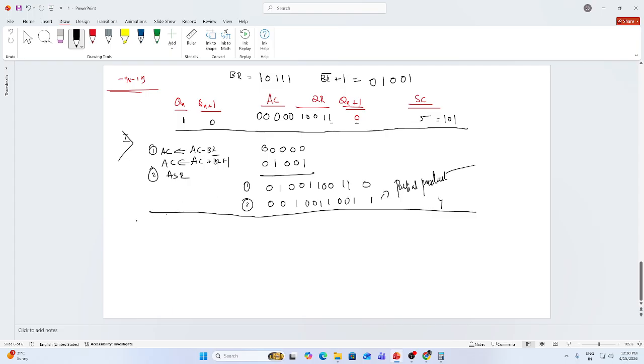Now similarly in the second iteration, again you need to look into these 2 bits, Qn and Qn plus 1. If these 2 bits are 1 1, what is your addition? Only one step you need to do: just perform the arithmetic right shift. So you take this number, perform the arithmetic right shift, right? So do the shift for this, what happens?